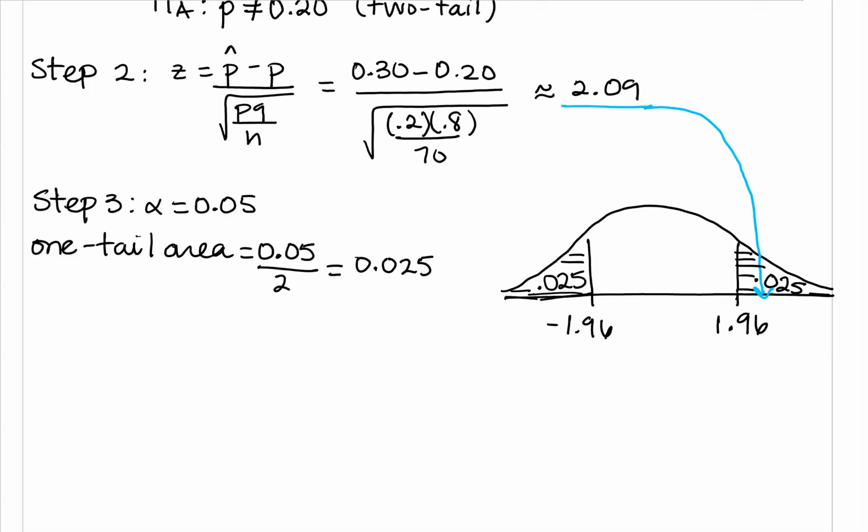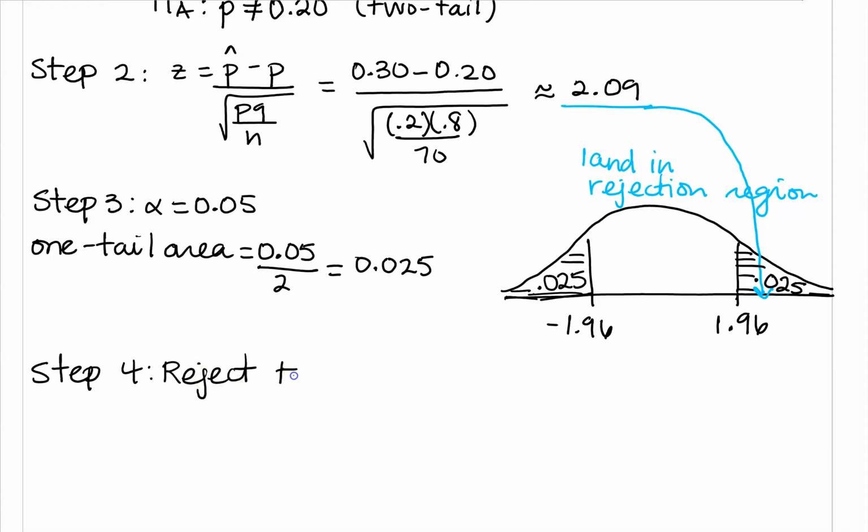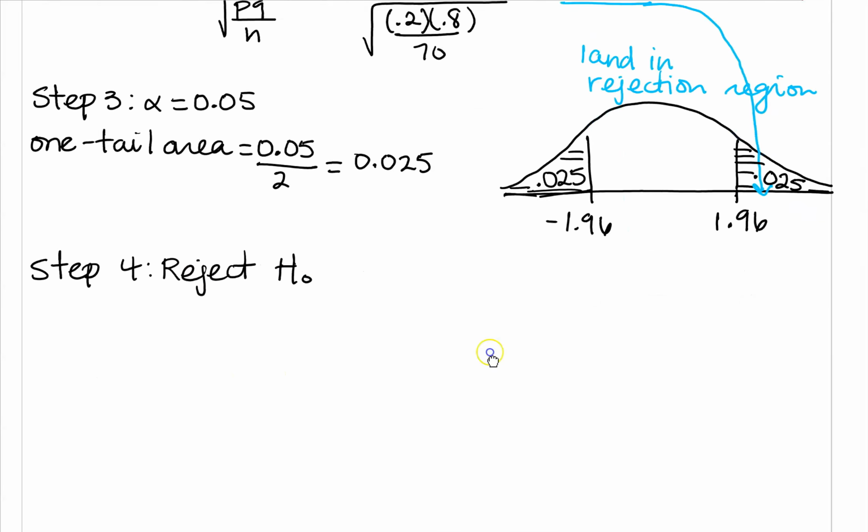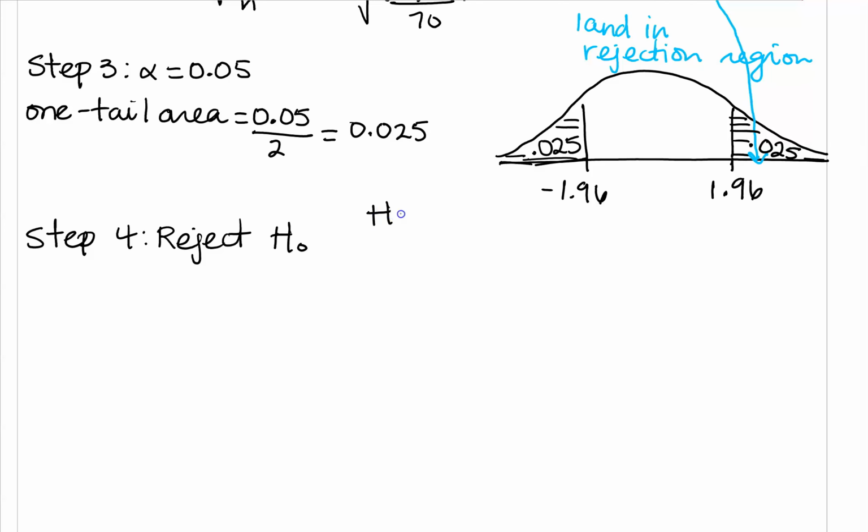2.09 is larger than 1.96, and so that does land in the rejection region. And so that tells us that when we go to step 4, we will make the decision to reject the null hypothesis because our test statistic did land in that shaded rejection region. So we are rejecting H0, and so we are accepting HA.